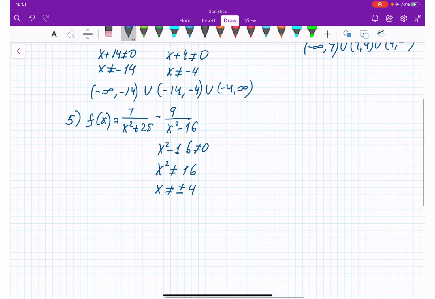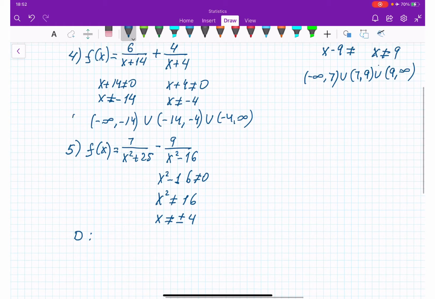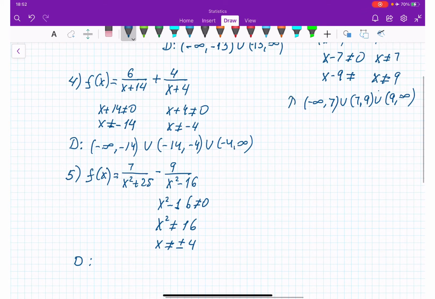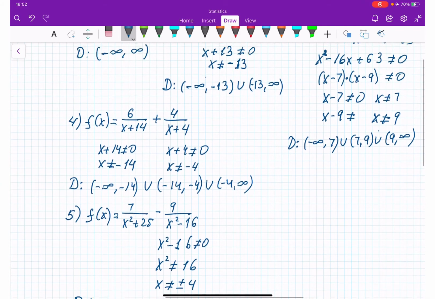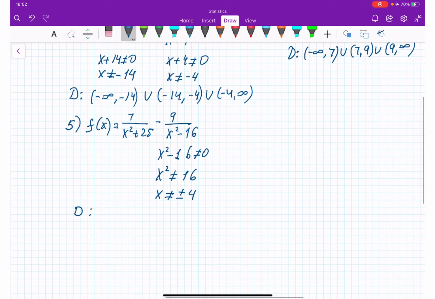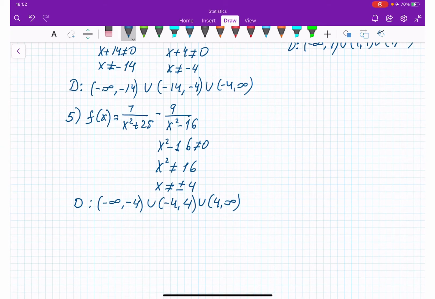And therefore, the domain is going to be, see, I didn't put the letter D for domain everywhere. Well, I can add it right now. So the domain is going to be negative infinity to negative 4, and then negative 4 to positive 4, and then positive 4 to positive infinity. Next.